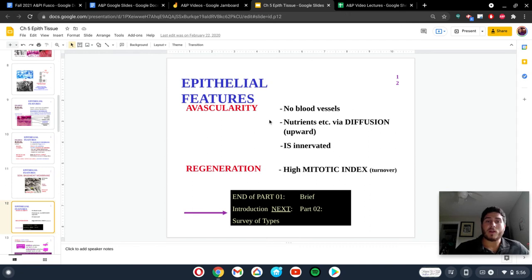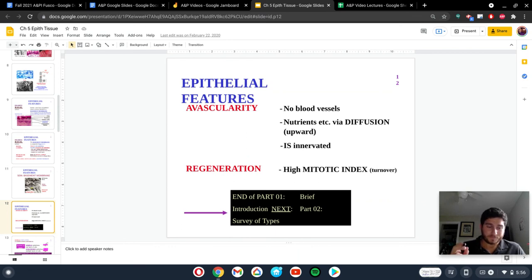Number one, they are avascular, meaning there are no blood vessels that run through here, which is kind of strange, right? So there's no blood vessels running through here. If you don't believe me, scratch your arm. Some of those cells are going to fly off your arm and you're not going to bleed. If you scratch a little deeper, maybe, but at the very top, superficial layer, those cells are not vascular. Nutrients can actually be absorbed through these tissues via diffusion because they're so thin.